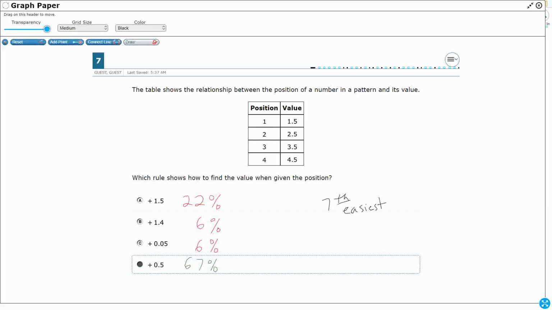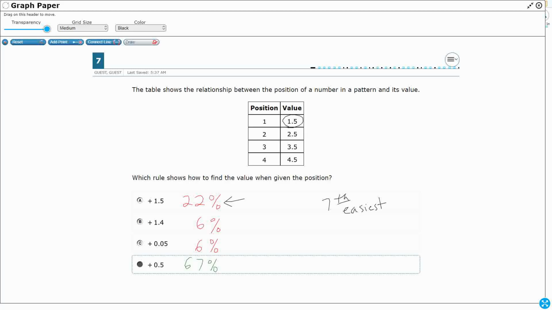So this was the seventh easiest, and we saw that we had a big chunk of our students focus on A, plus 1.5. Now, where do we get that 1.5, right? Because if anything would have worked, we would have maybe multiplied 1.5 by the first row. But that 1.5 is simply the first value, and that's the first number that they see.